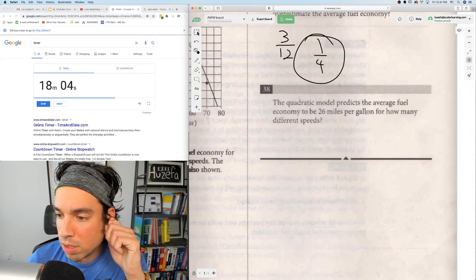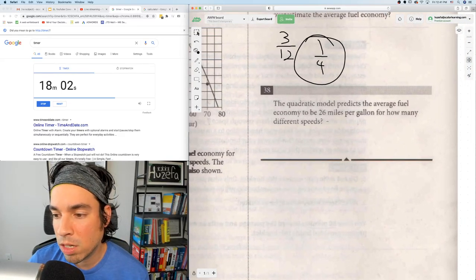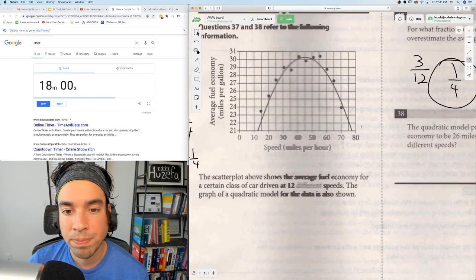38. The quadratic model predicts the average fuel economy to be 26 miles per gallon for how many different speeds? It's got to be two.